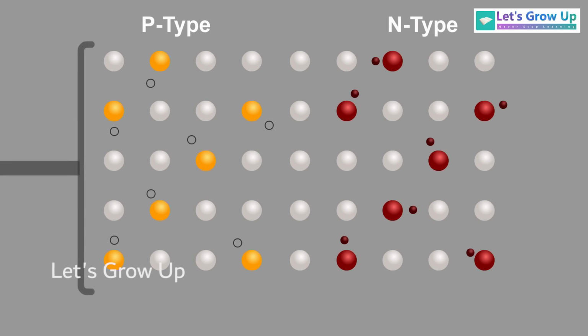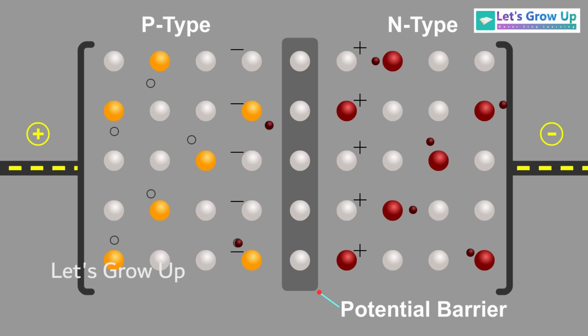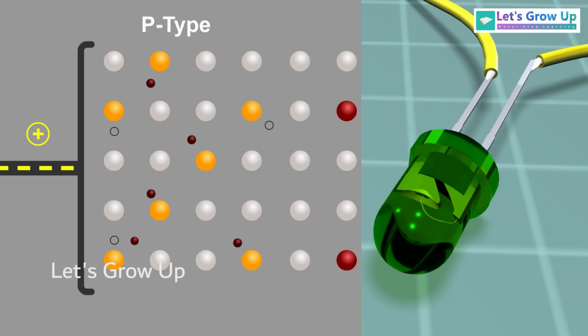If you connect the positive terminal of a voltage source to the P-type material and the negative terminal to the N-type material, this forward biasing reduces the potential barrier at the junction, allowing charge carriers, holes from the P-type and electrons from the N-type, to move across the junction more easily. During this time, electrons release photons and light is emitted.